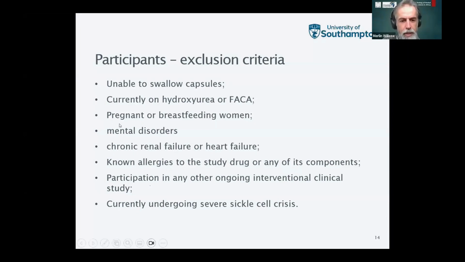And then there was another list of patients to exclude: those with mental disorders, chronic renal failure or heart failure, known allergies to the study drug, that's an obvious one really, and people taking part in any other ongoing clinical studies, or someone who's currently having a severe crisis. Obviously it wouldn't be appropriate to recruit them into the study.